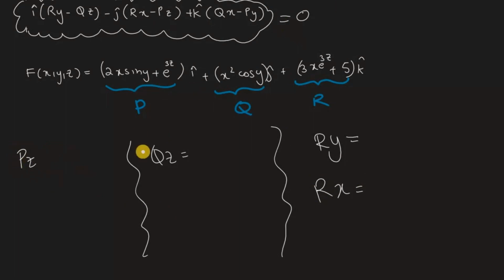I'm just separating p, q and r over here. Okay, what else do we need? q of x and p of y. So these are the things we need. Next, after finding them, we can simply plug them into the equation and see if it's 0 or not. If it's 0, that means it's conservative. If it's not, that means it's not conservative.